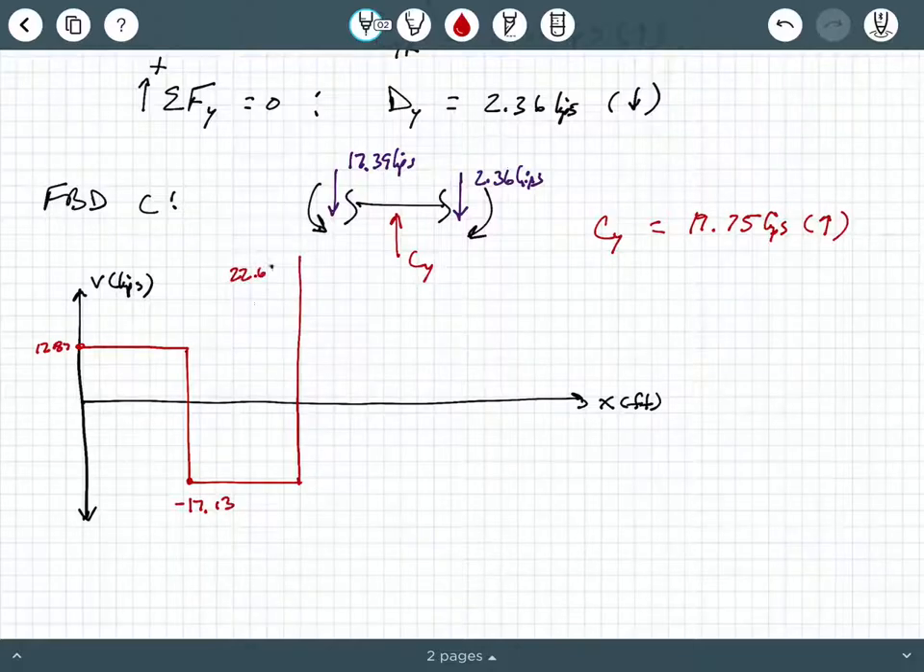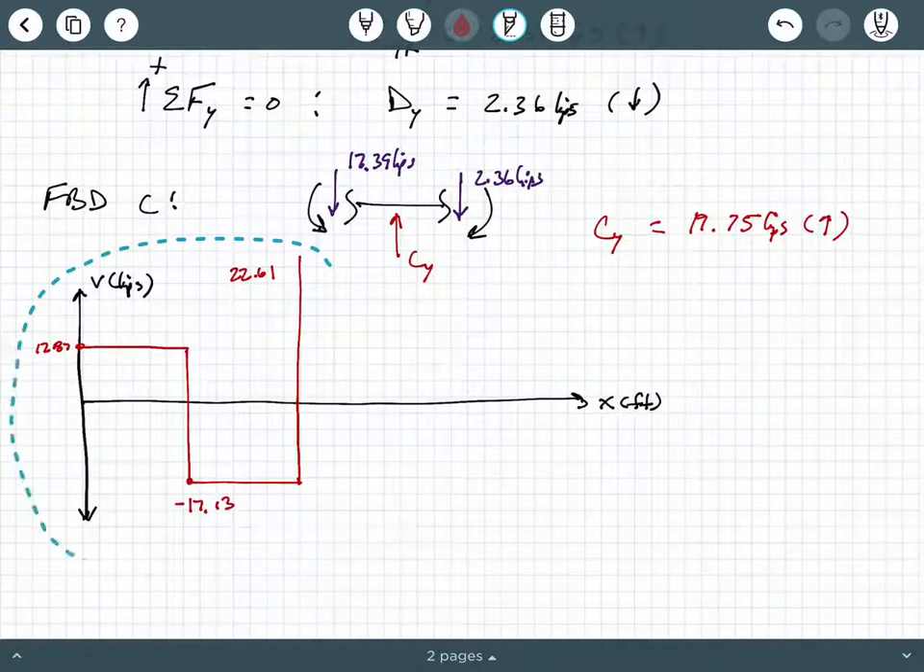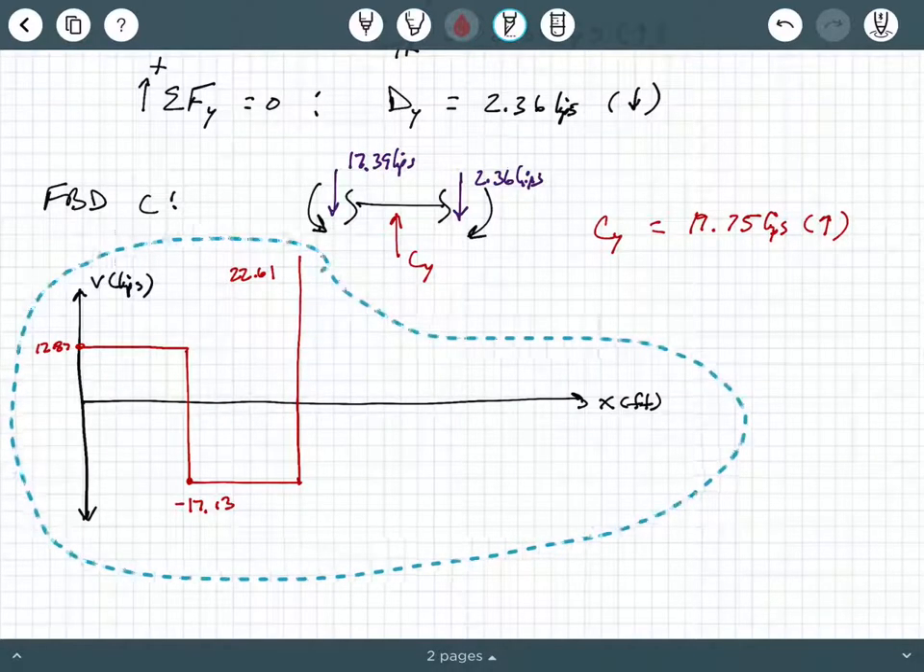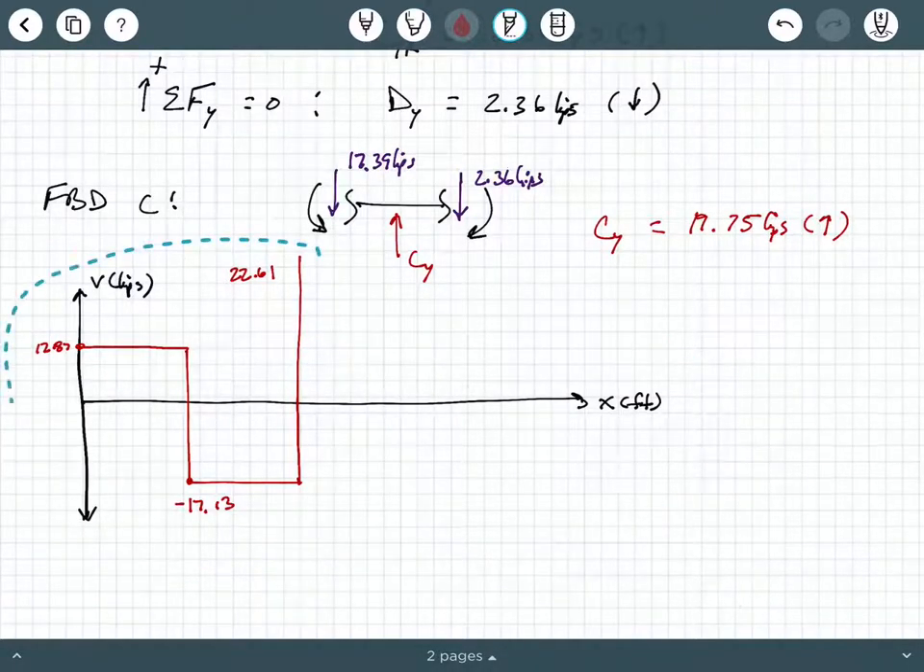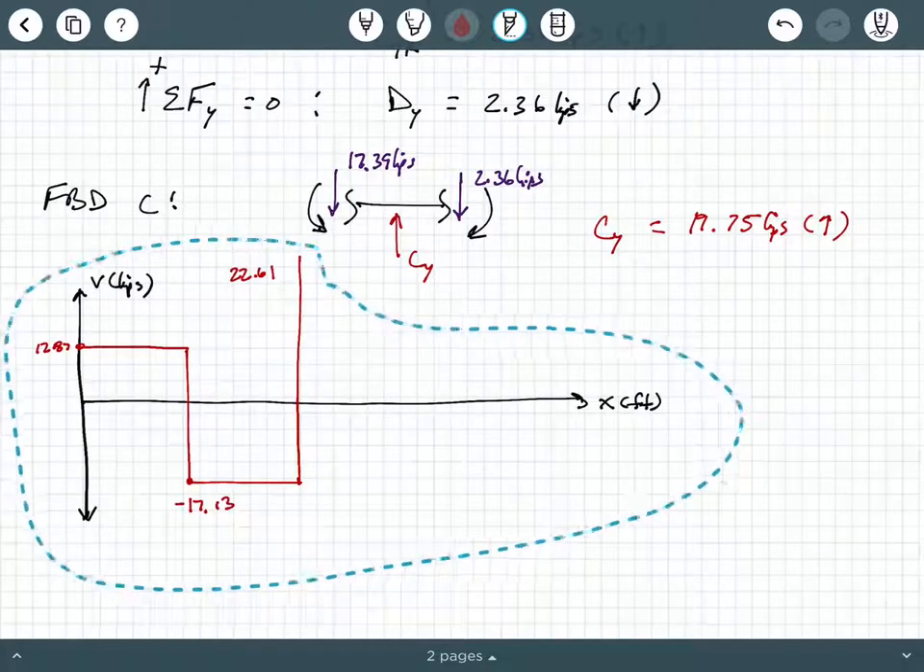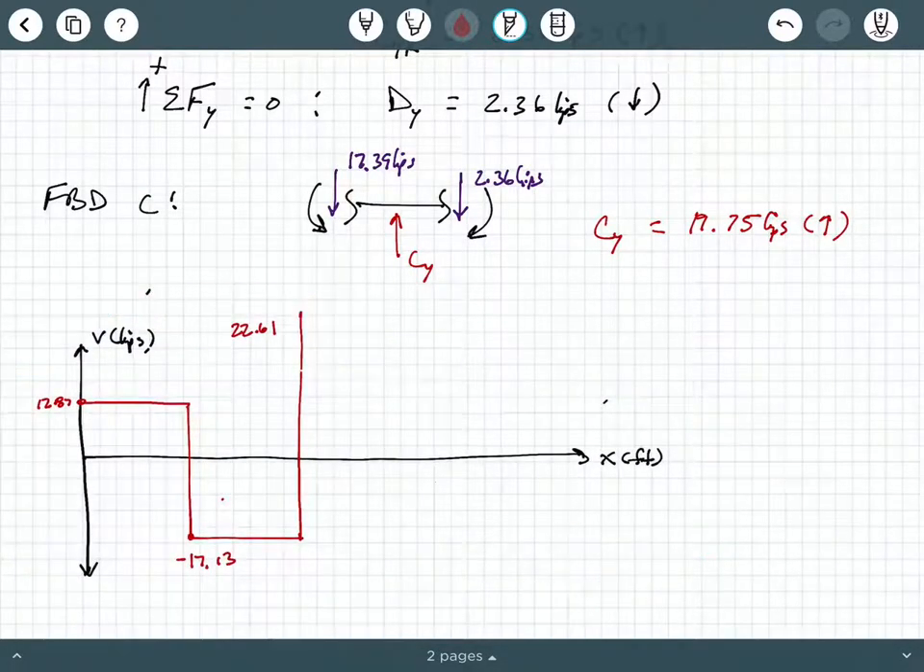That's going to shoot us up to a positive 22.61. Okay, let me see if I can move this down just a little bit to give us a little more room. There we go. Okay, and then what happens?